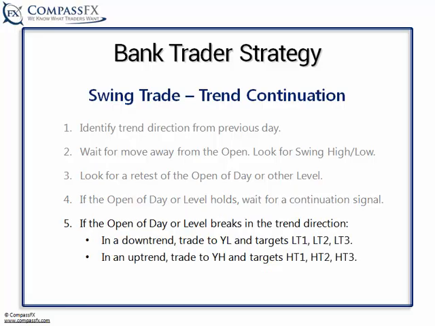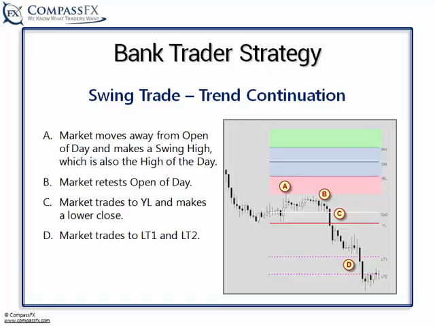If the open of the day or level breaks in the trend direction, then if you're in a downtrend, trade to yesterday's low and then on to targets: low target number 1, low target number 2, or low target number 3. In an uptrend, trade to yesterday's high and then on to targets: high target number 1, target number 2, or target number 3.